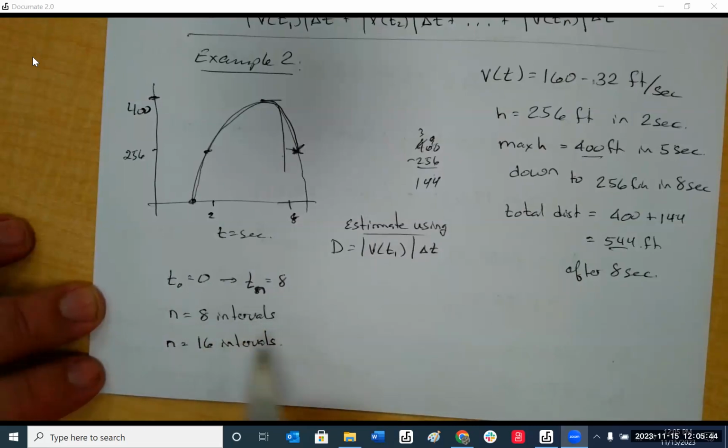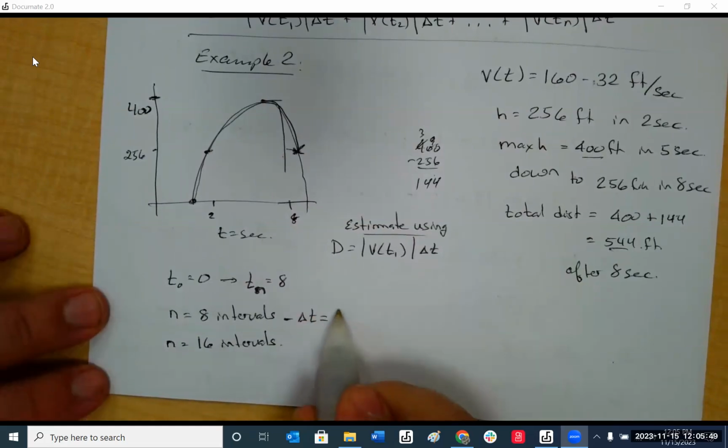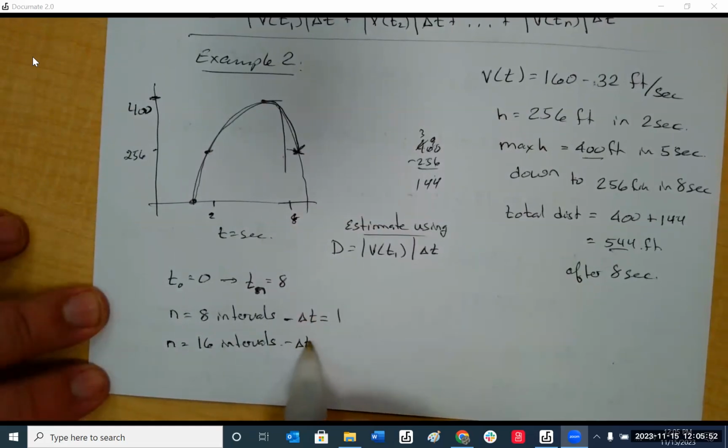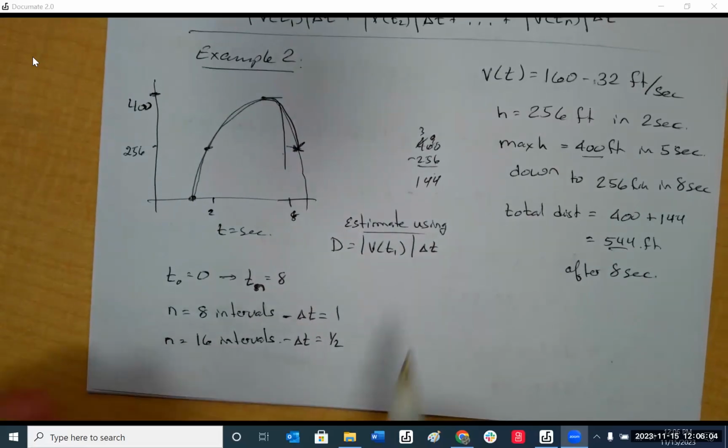If we do it in 8 intervals, what's our delta t? 1. If we do it in 16, our delta t is? So you see now, it all depends. You see the length, this is why computers come in handy. Are we going to do left side or right side? Are we going to do the low end or upper, lower sum or upper sum? So we have to pick which one.